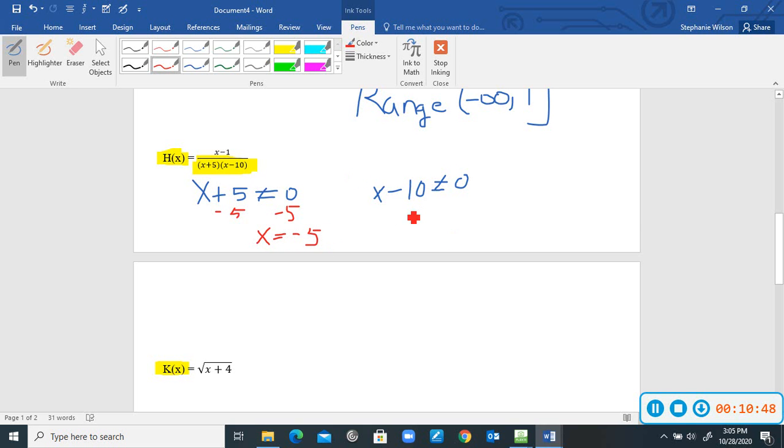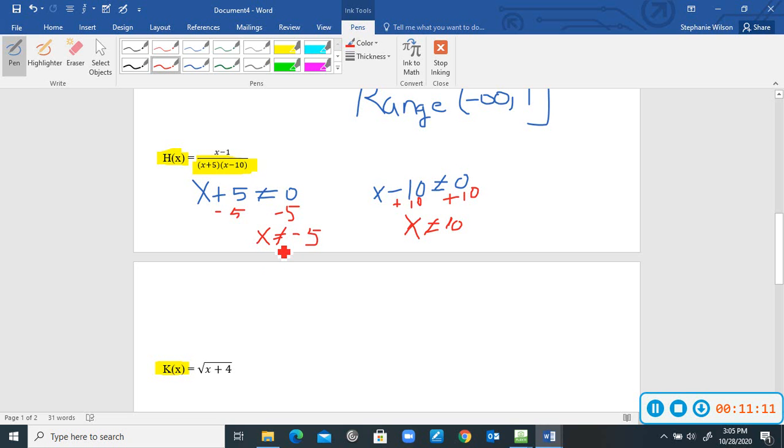Now let's come over here and look at this x minus 10, and let's add 10 to both sides. And x cannot equal 10, because if it does equal 10, then we get a 0 in the denominator and it becomes undefined.